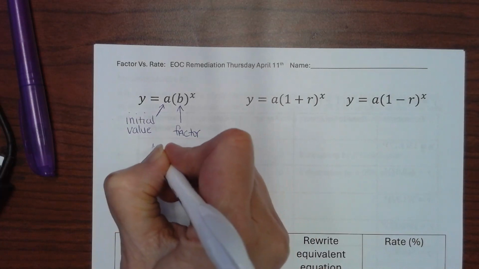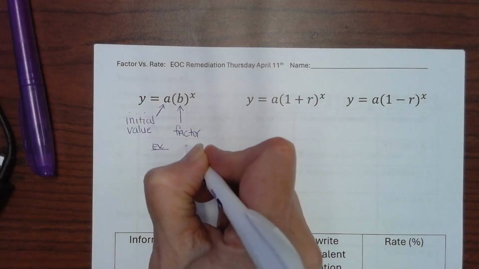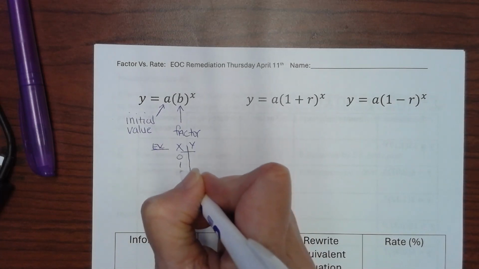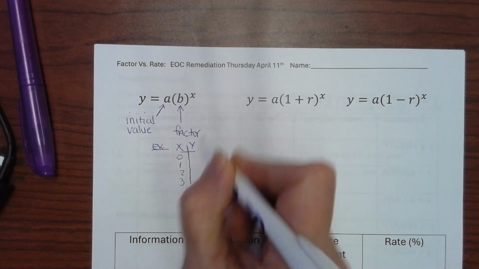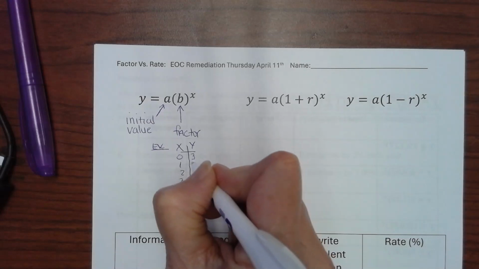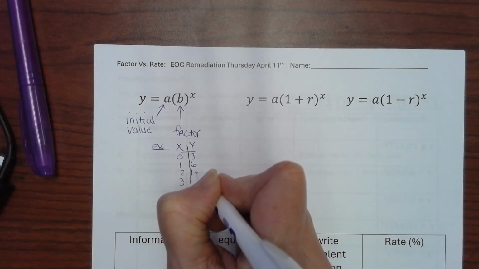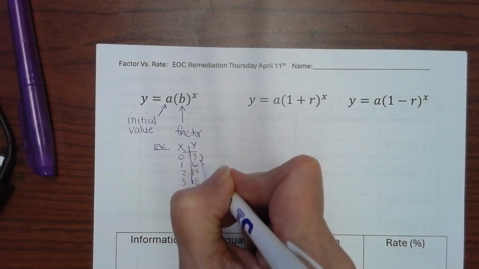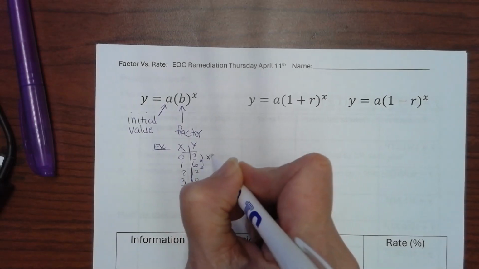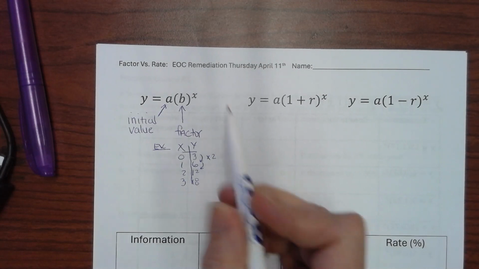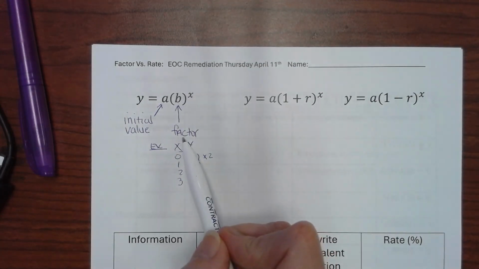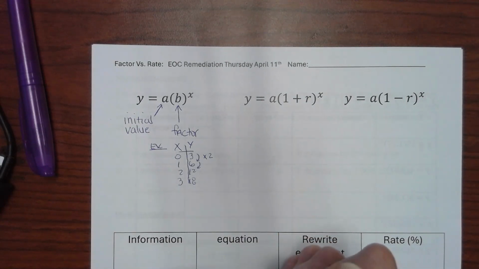So, for example, just to refresh your memory on this, let's say we had a table with x's and y's. And let's make this 3, 6, 12, and 18. We're used to now looking here and going, okay, the pattern is we're multiplying by 2. So that is the growth factor, and we're used to plugging a 2 in there. So that's what a factor is. That's what we're multiplying by.